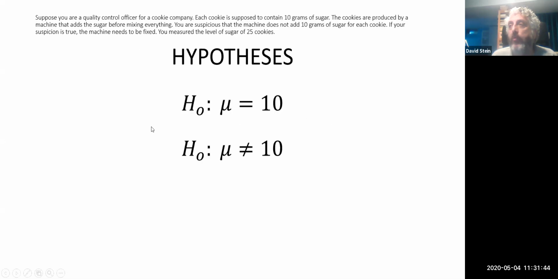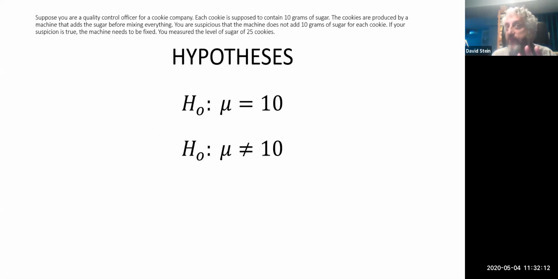Okay. Well, there are your hypotheses. That's step 1. The mean is 10. And why am I doing not equal to 10? Because I wasn't trying to test if the machine was putting too much sugar in or too little sugar in. I just want to know, is it accurate? So my question should be a two-tailed test about whether mu is 10 or is not 10. So there are the hypotheses.